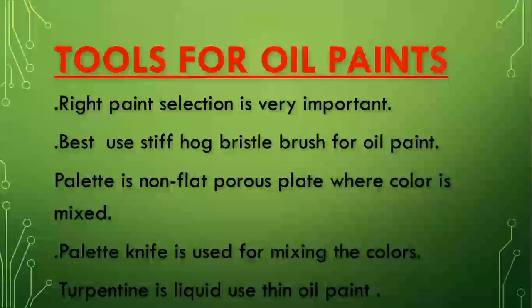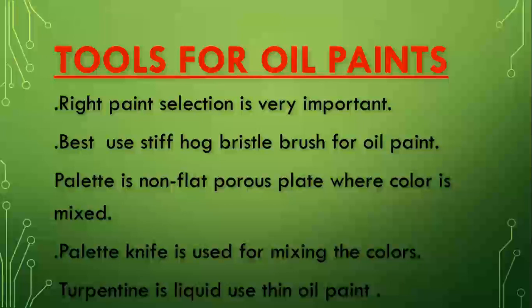Now we read some tools for oil paints, the tools that are necessary for preparation of oil paints. First, the right paint selection is very important, meaning the paint which we want to prepare should be pure, not impure. The second is to use a stiff hog bristle brush for oil paint, meaning for mixing the oil paint we use a hard brush.